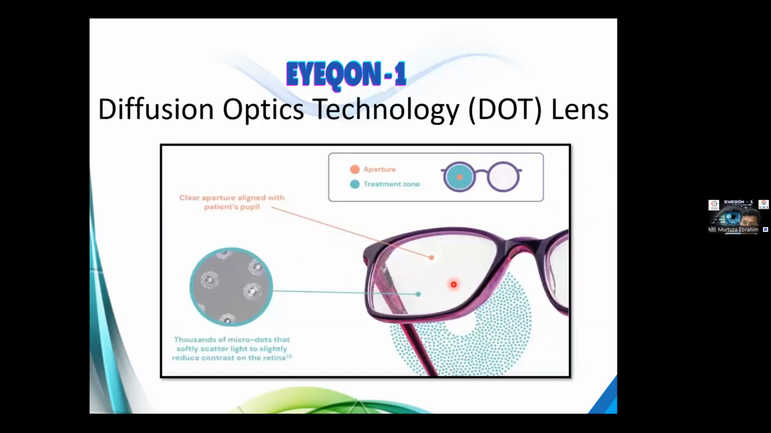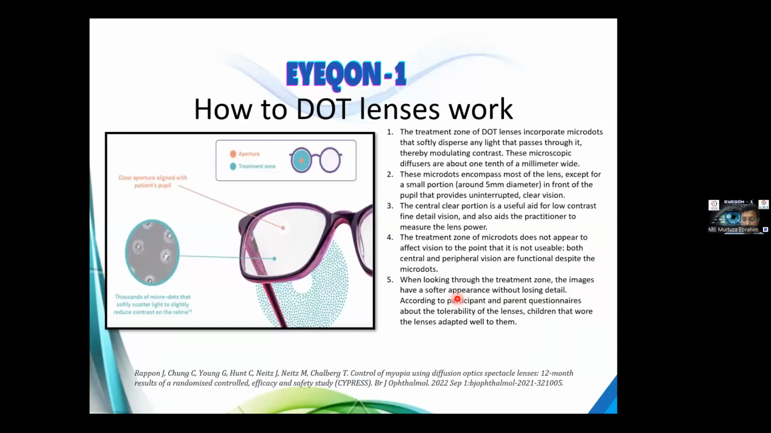Now, how does it work? The lens looks like this. Basically, you can see the central zone is smaller compared to the other designs, and the peripheral zone doesn't work on the concept of having a plus power, but these are micro dots that will softly scatter the light, thereby causing a reduction in the contrast. A reduction in the contrast on the retina will send a signal that the eye should not be growing further. So this is what is highlighted here. The central zone is 5 mm in diameter, and the treatment zone is micro dots. It doesn't appear to affect vision, and when looking through the treatment zone, the image becomes softer. But the participants who have been using the lenses report that the tolerability is really good.